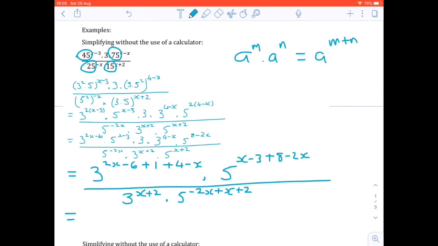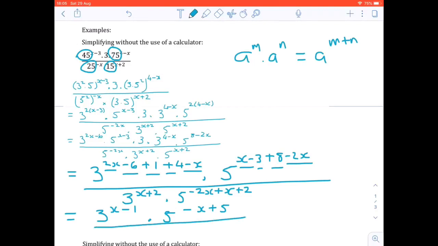Equals. Now let's neaten this up by simplifying our exponents. 2x minus x is x, 3 to the x, minus 6 plus 1 is minus 5, plus 4 is minus 1, times 5 to the x minus 2x, which is negative x, minus 3 plus 8 is 5, all over 3 to the x plus 2 times 5 to the negative 2x plus x, which will be negative x plus 2.